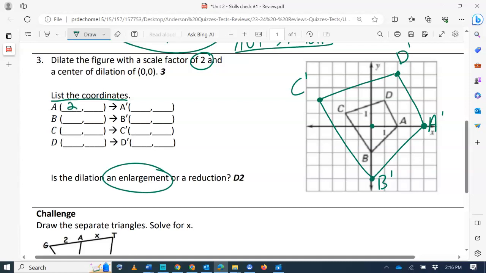A is 2, 0. B is 0, -2. C is -2, 1. And D is 1, 2. A prime is 4, 0. B prime is 0, -4. C prime is -4, 2. And finally D prime is 2, 4.